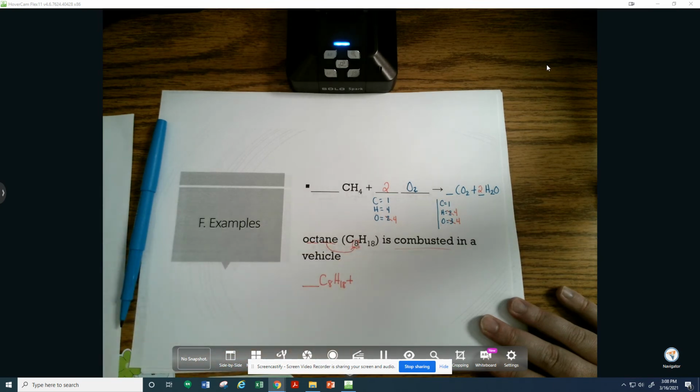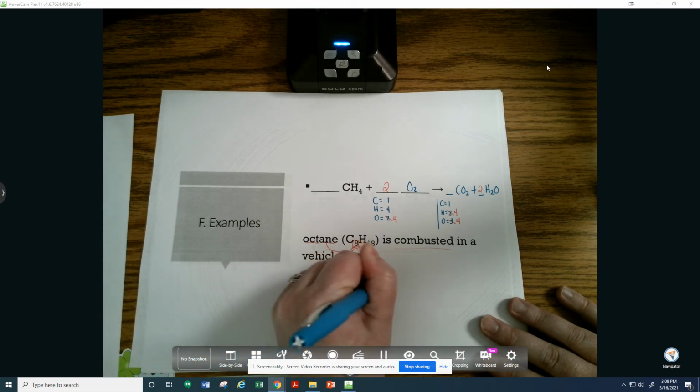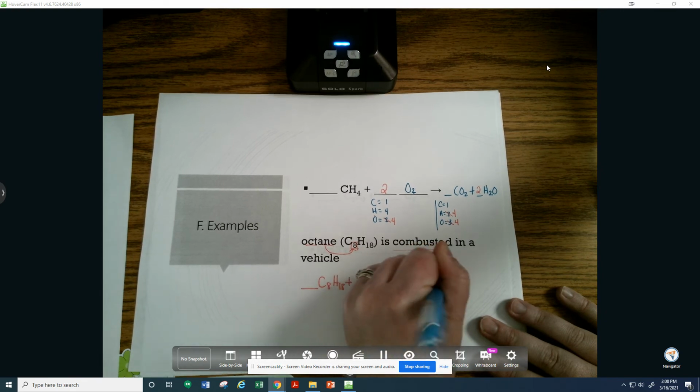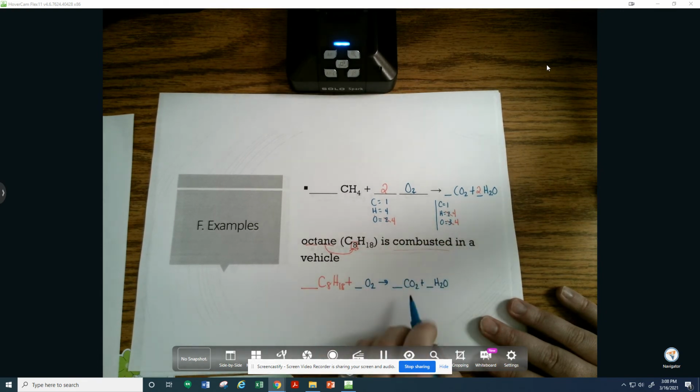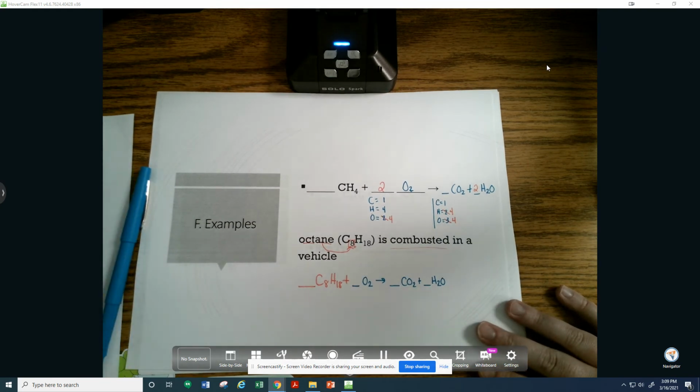Everything else is going to fall into place just like the combustion of methane up above. You need oxygen present. You're going to make carbon dioxide and water. Again, the order of your products does not matter. You can put water first. You can put carbon dioxide second. Whatever works for you works for me.